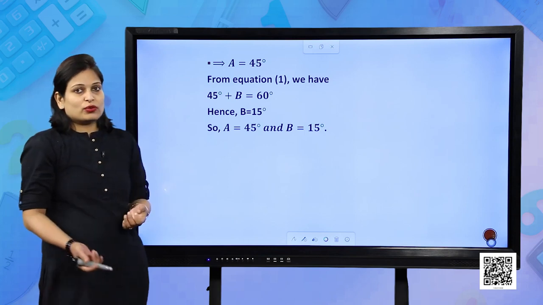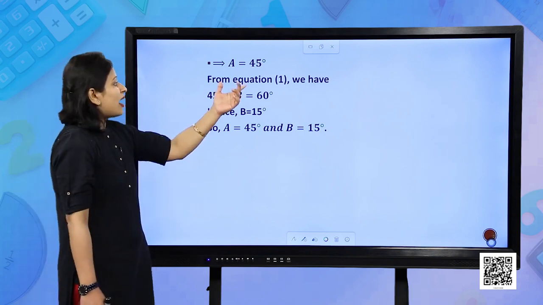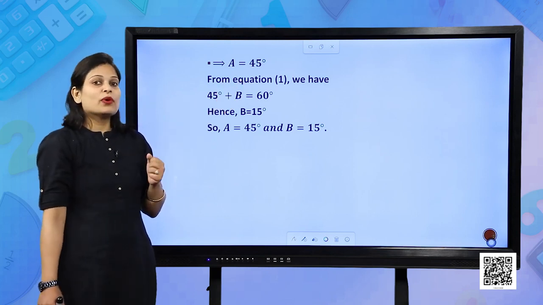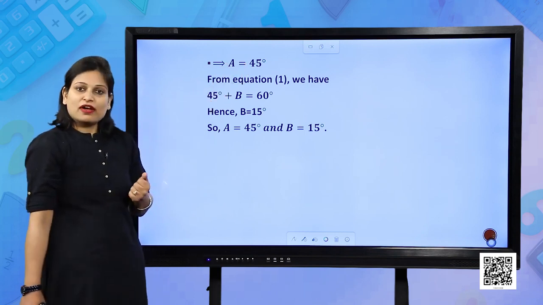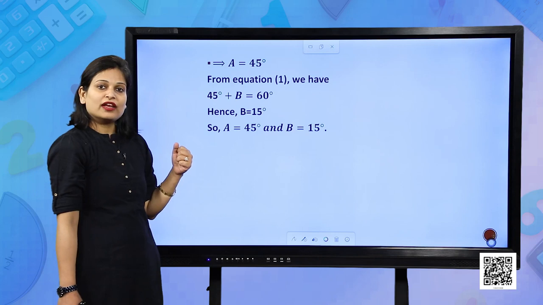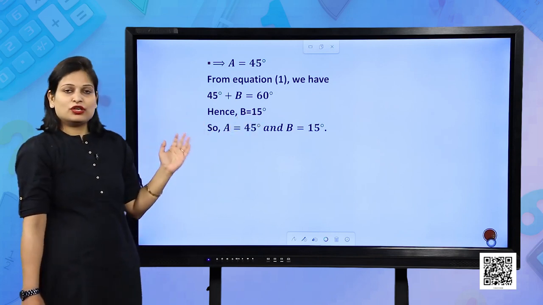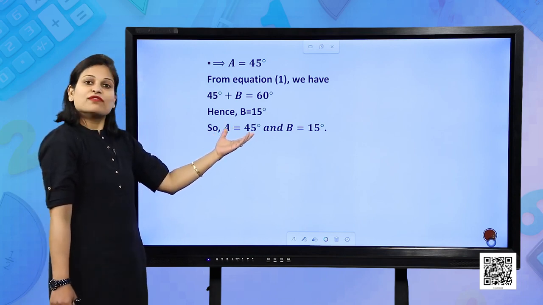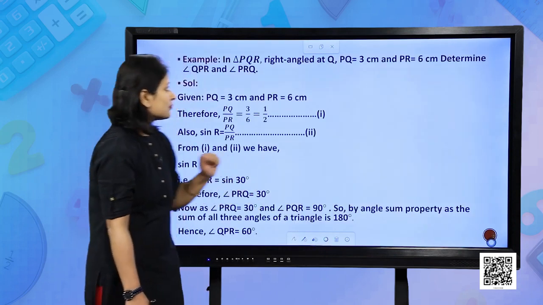Now, you can substitute the value of A in any of these equations. So, I have considered equation 1 which was A + B is equal to 60 degree. Substitute the value of A as 45 degree, solve it, you will get B as 15 degree. As in this question, we need to calculate the value of A and B. So, the value of A is 45 degree and the value of B is 15 degree.